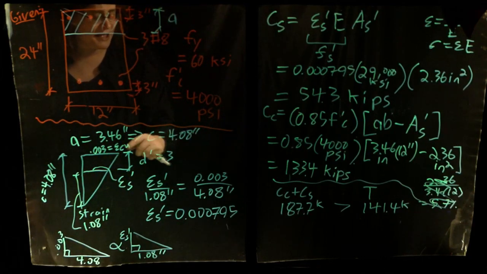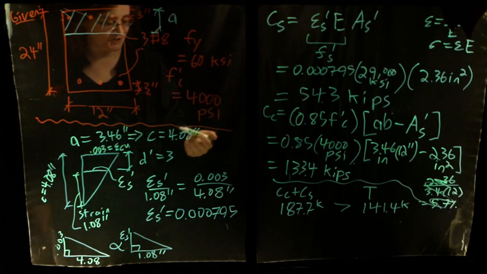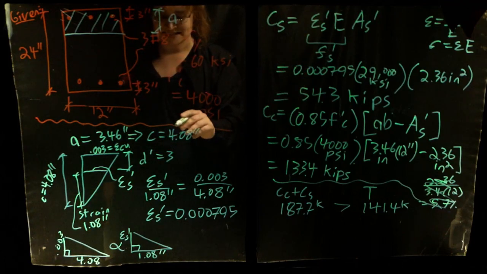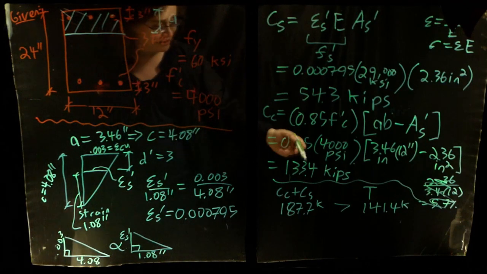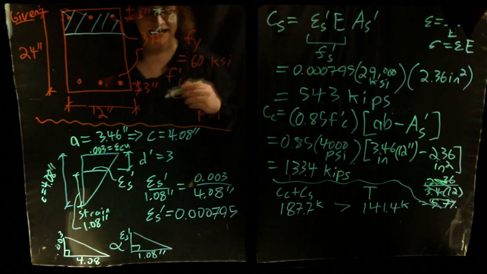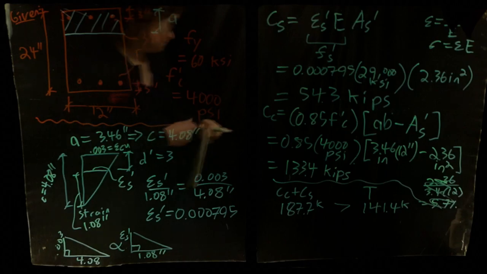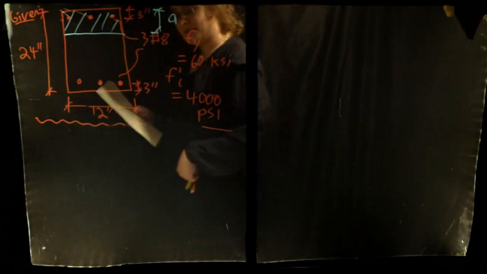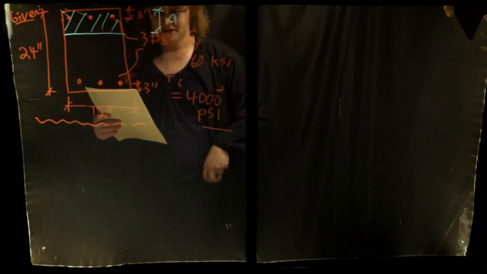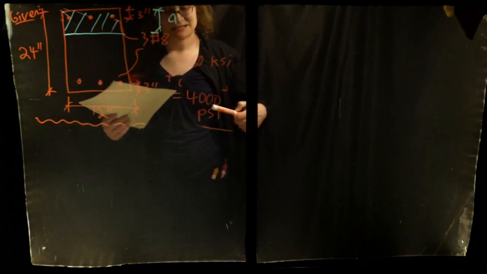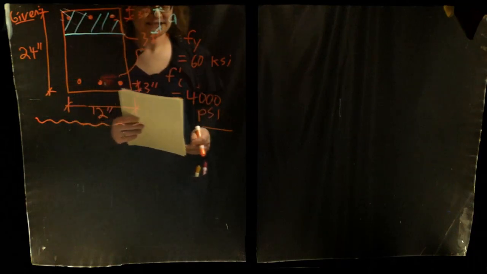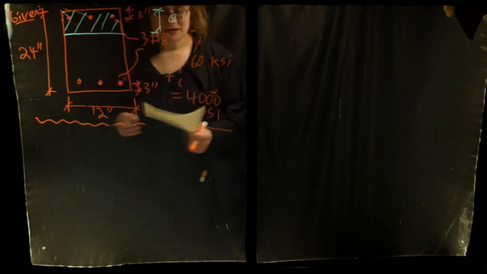So this is our first iteration. What I want to do is guess a new C, and using that, I'll recalculate C sub C and C sub S, and again compare it to T to see where we end up. So continuing on, we've determined that our initial estimate for our neutral axis depth was too large, so we need to reduce that.